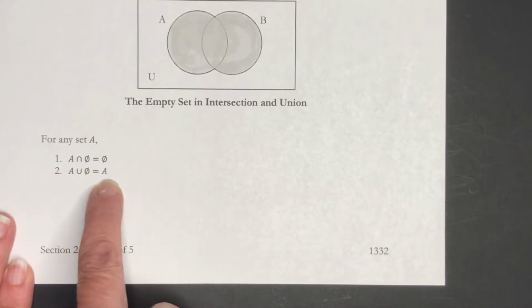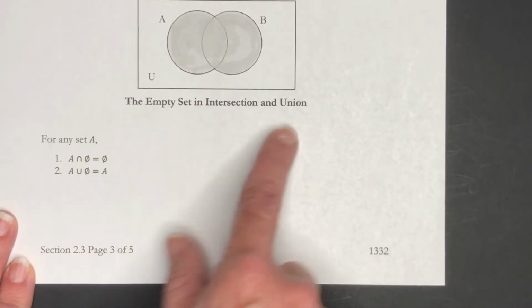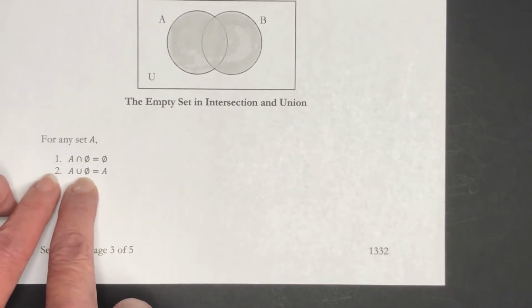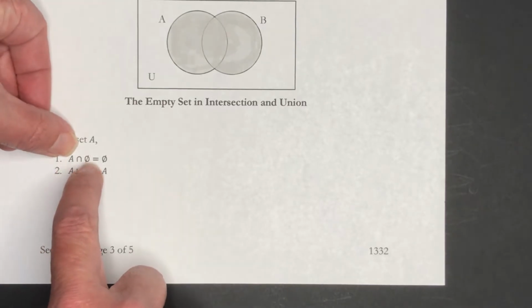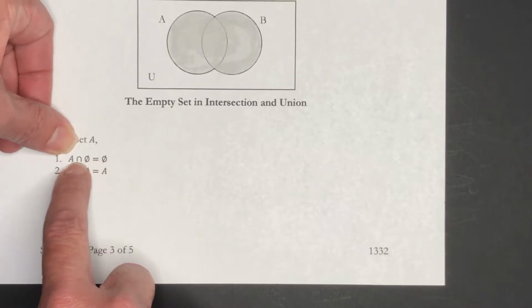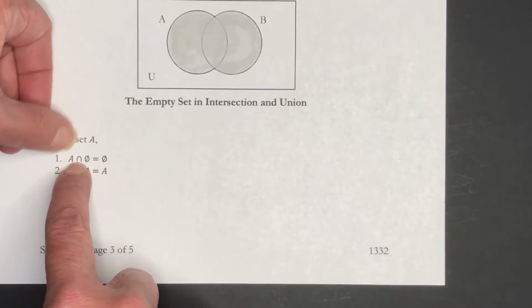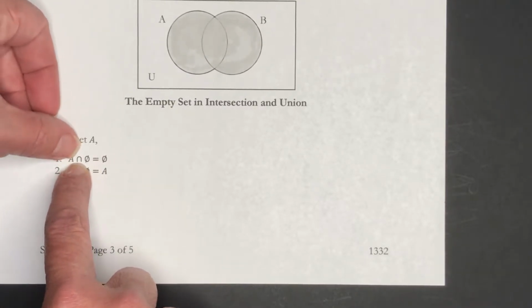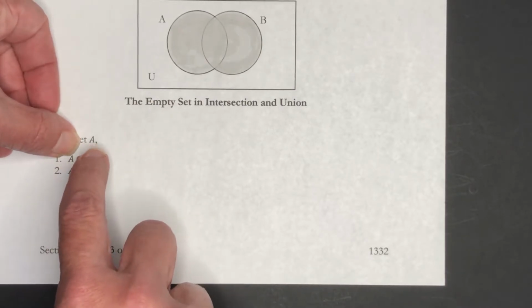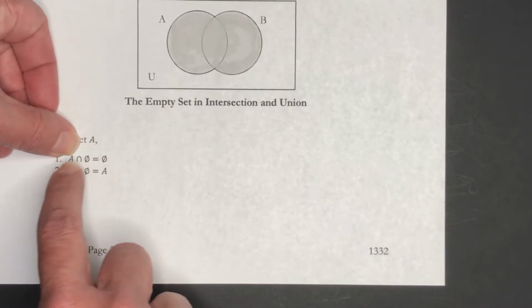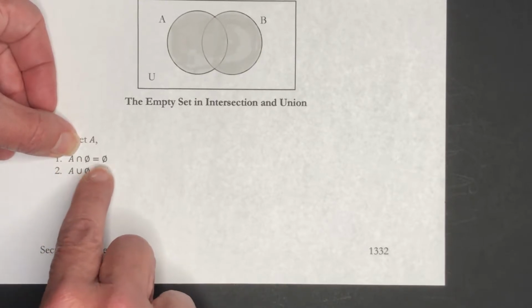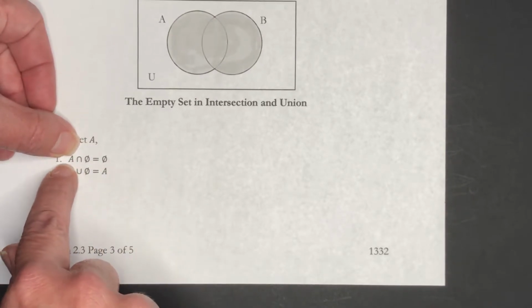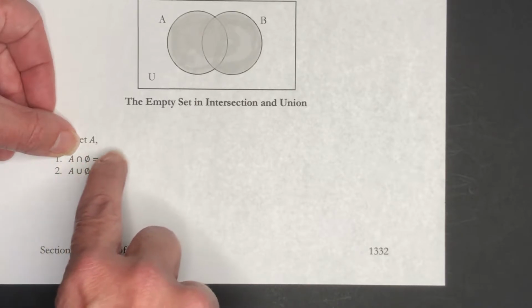Now, dealing with the intersection and union with the null set, or empty set. This is saying A intersected with the empty set. This is saying what do they have in common? It doesn't matter what A is. What do they have in common? Well, there are no elements in here for there to be in common with A. So what do they have in common? Nothing. So A intersected with the empty set is the empty set.